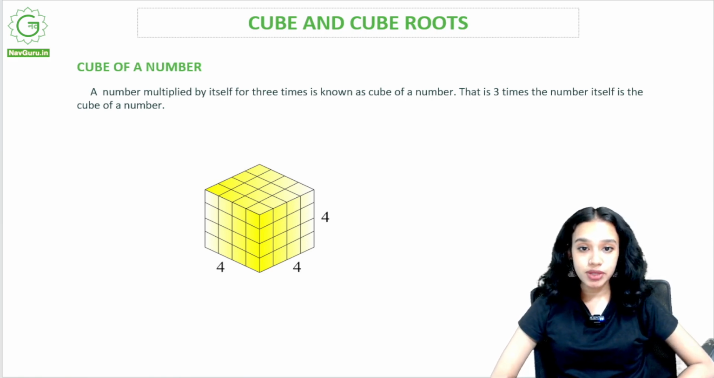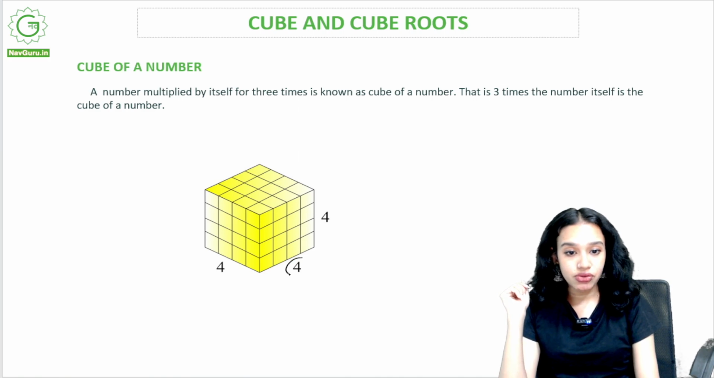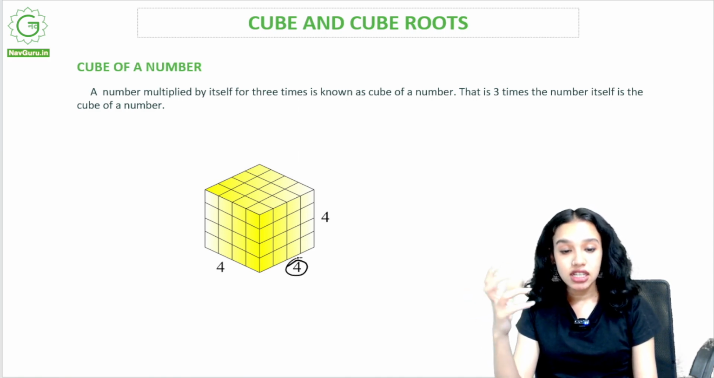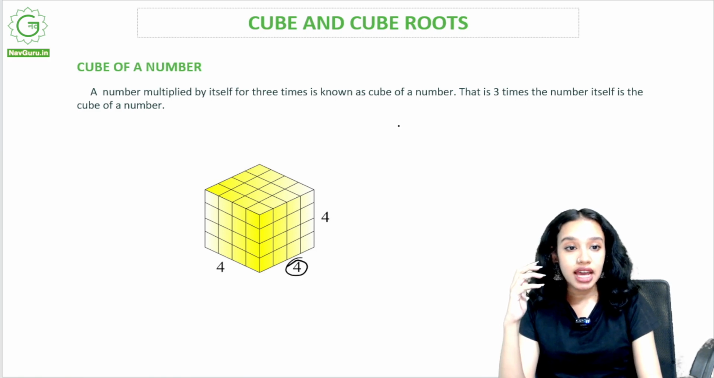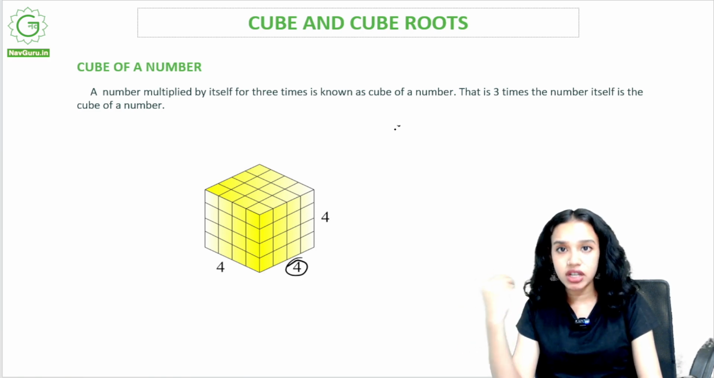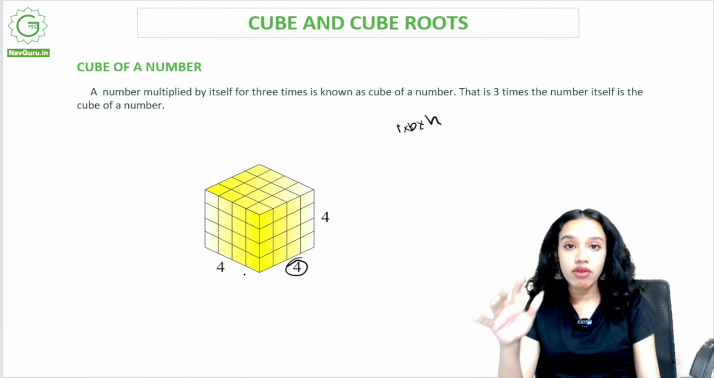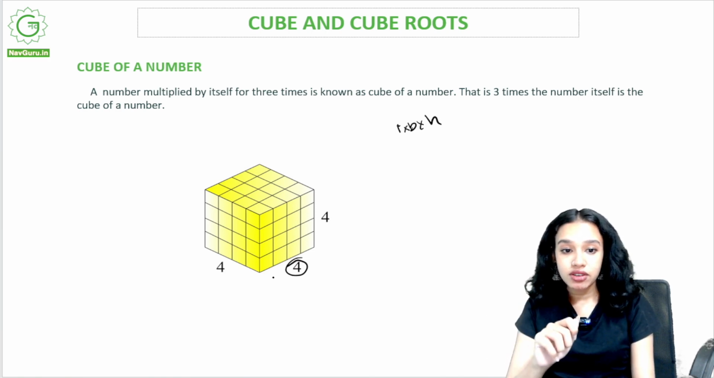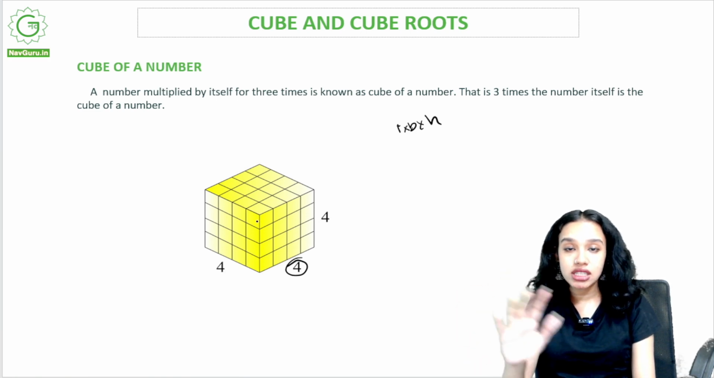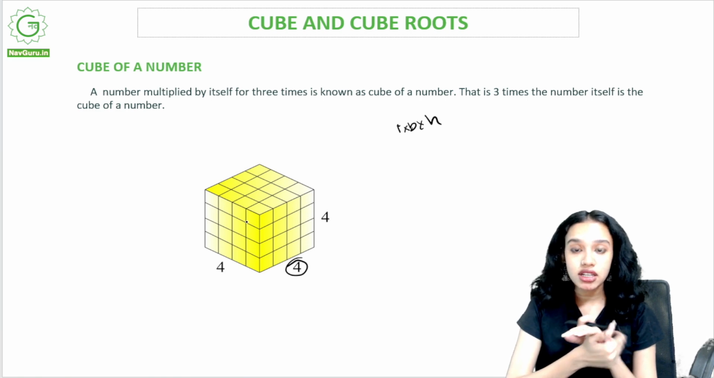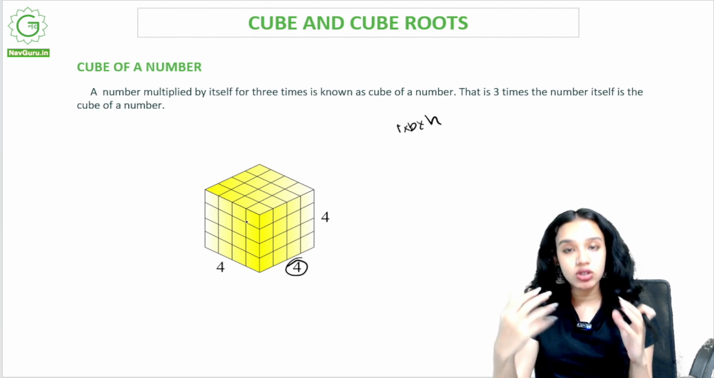So what is the cube of a number? A number multiplied by itself 3 times is known as the cube of a number. This is 3 times the number itself, right? That means if there is a 4, we have seen cubes, right? When we are considering the volume of a solid figure, we say that it's length into breadth into height. So here we have a cube having the base as 4, width as 4 and depth as 4, length, breadth and height as 4. So this is a cube. We all have seen Rubik's cubes, right? Rubik's cubes are a very good example of a cube.